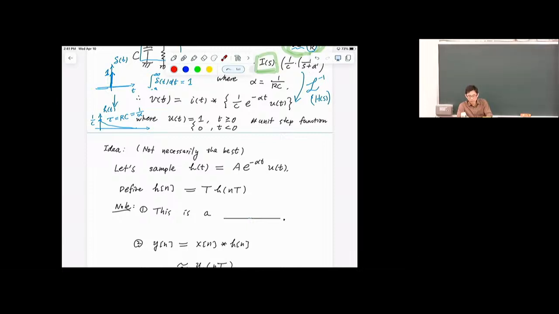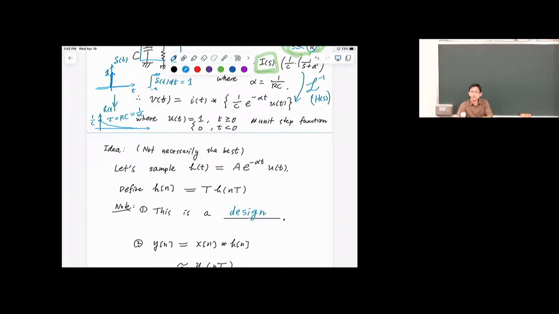I suggest that we sample h. There's also a kind of factor here that's not all that important, but I recommend leaving it here. We will sample our impulse response, which looks like that, and then we call the result h of n. And note, my first note, I argue this is a design. I argue that this is already a design.